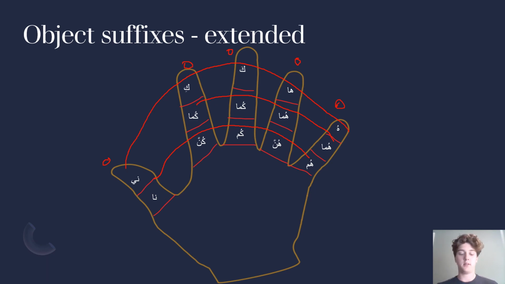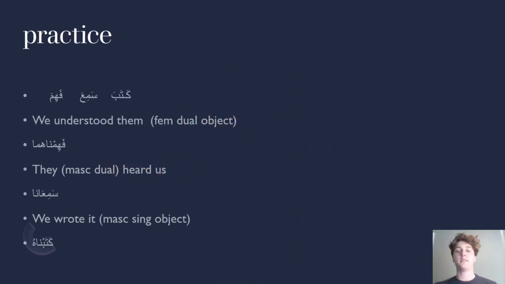And we will now do some practice of what we've learned using the three verbs which I presented to you in the first video, kataba, sami'a, and fahima. So we understood them. So we understood, remember, would be this part of your left hand. So fahimtu, fahimna, and the feminine dual object suffix is huma. So fahimnahuma. They, masculine dual, heard us. So masculine third person dual is the second part of your pinky finger.